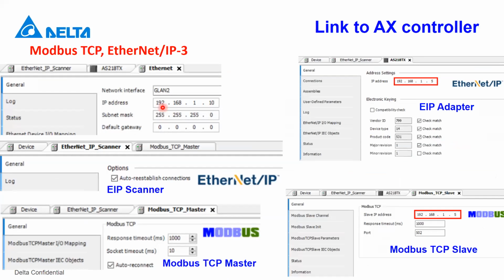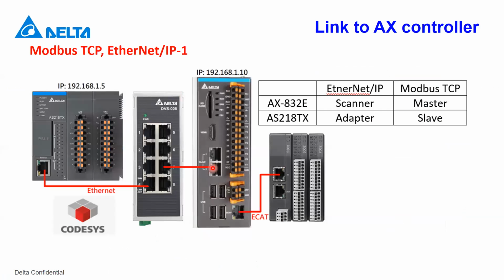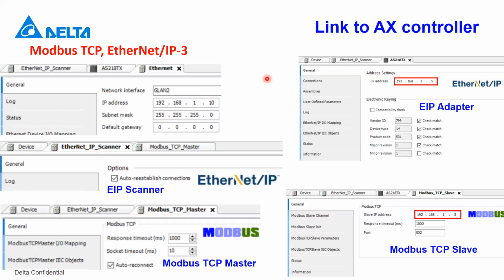And then we have to do the setting of Modbus TCP and the Ethernet IP. So here I have to define which port you connect to the device. And for example, this one we use the GLAN port 2, and the IP address is 0.1.10 and PLC 0.1.5. So that's why here we set 0.1.5, and even for the Modbus TCP setting, we can use 0.1.5.